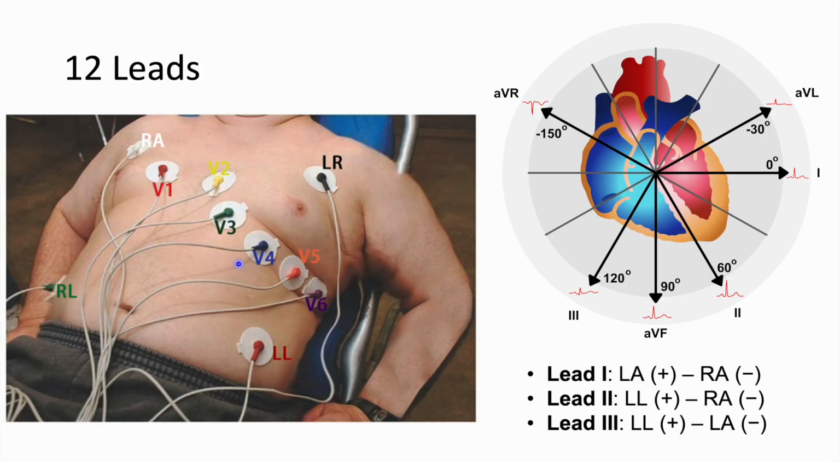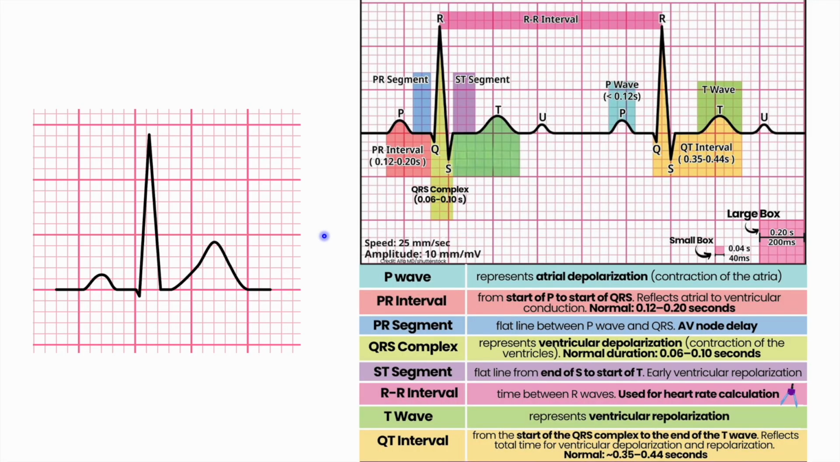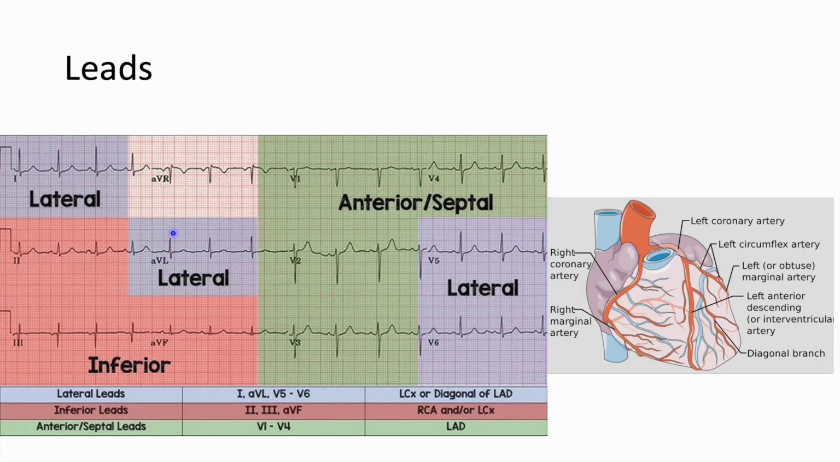And so like we saw here, the leads are going to be analyzing different spots of the heart. And so if you have an infarction, a myocardial infarction, or a heart attack in certain leads, then you can localize which artery is occluded. Generally, this is a good example of how it's broken down. You have your inferior leads, which are 2, 3, and AVF, your anterior/septal leads, which are V1 to 4, and then you have lateral leads, which are 1, AVL, and V5 and V6.